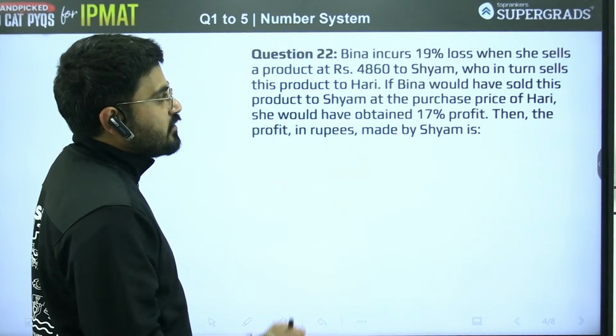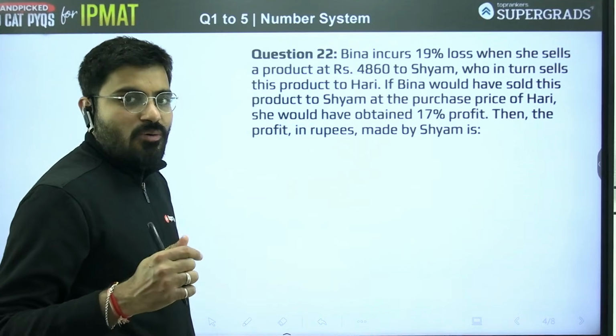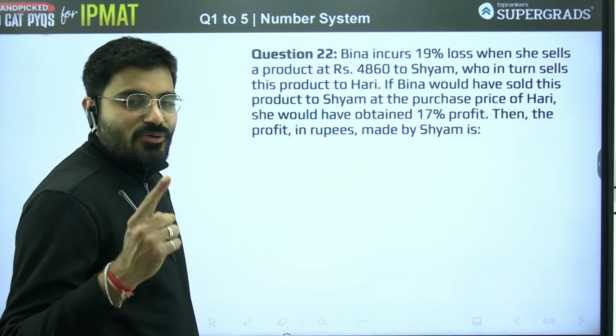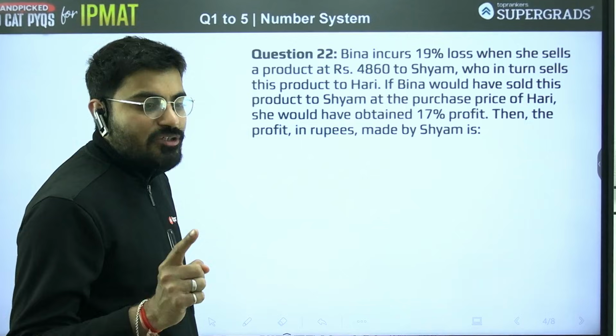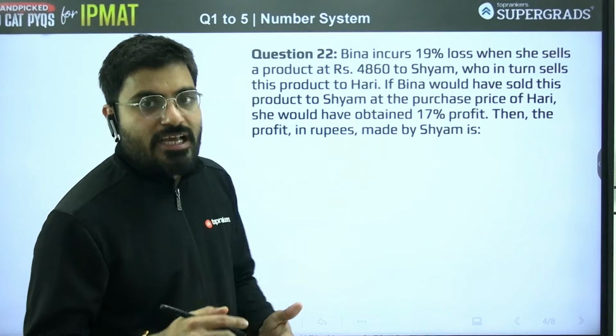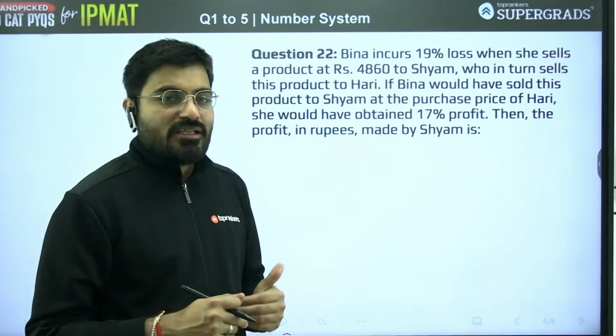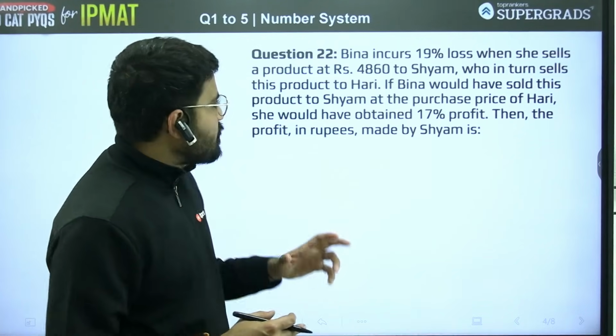So Bina incurs a loss. So here's a catch. Don't go with the flow. Pause your video, try it yourself, and then jump onto the solution part. But I'm continuing my explanation here.